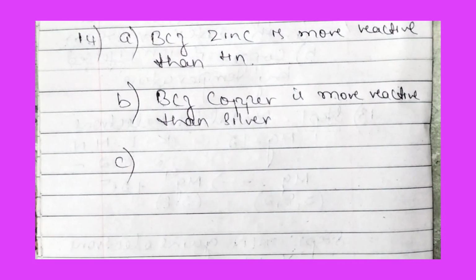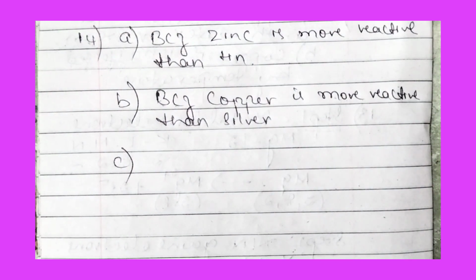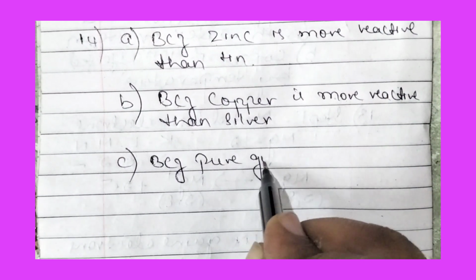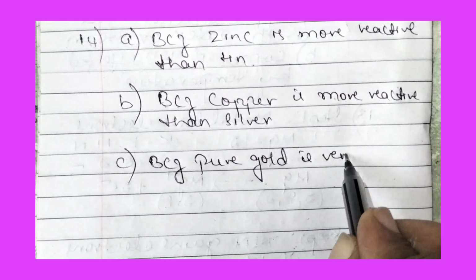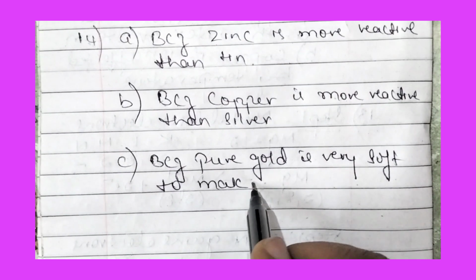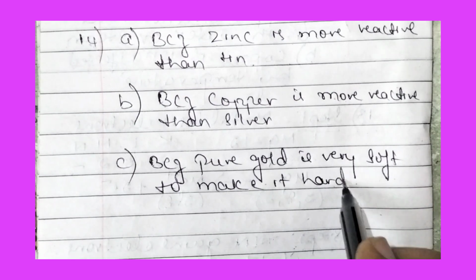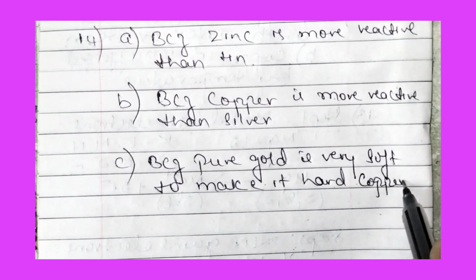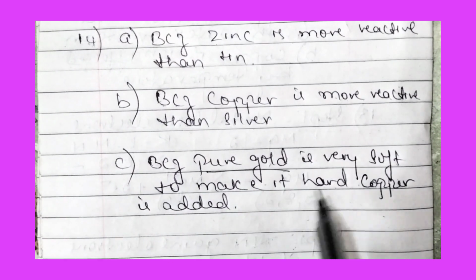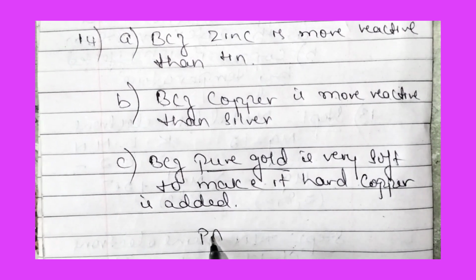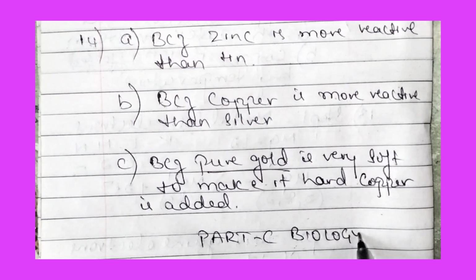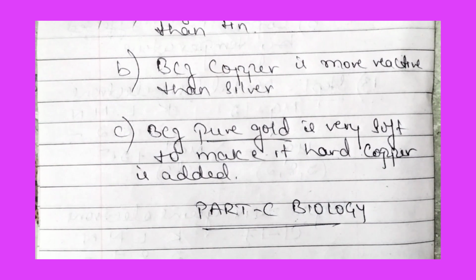Then the third question, addition of some copper to pure gold for making ornaments, because pure gold is very soft. To make it hard, copper is added. Otherwise, making jewelry is not possible if it is pure. Pure gold is very soft. Therefore, some quantity of copper is added to it to make it hard.